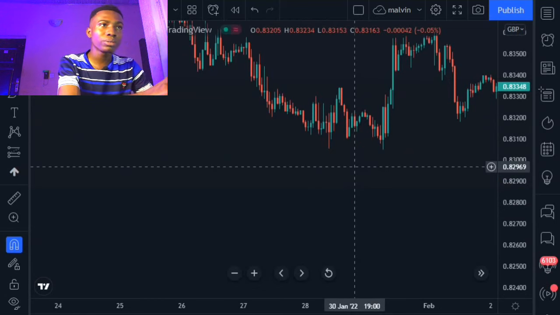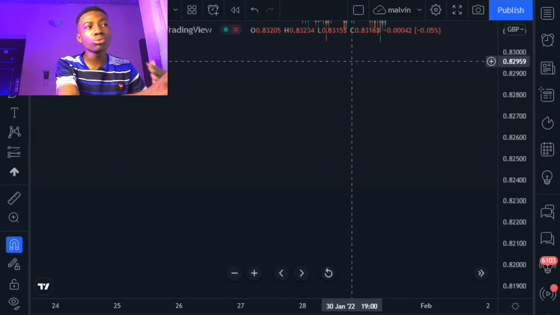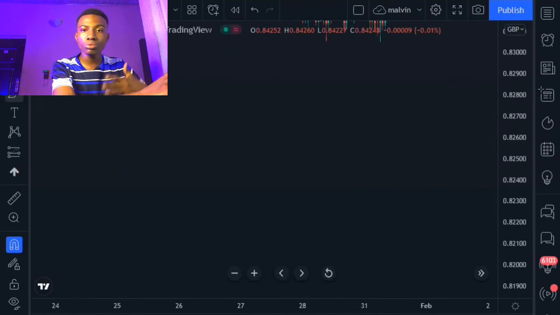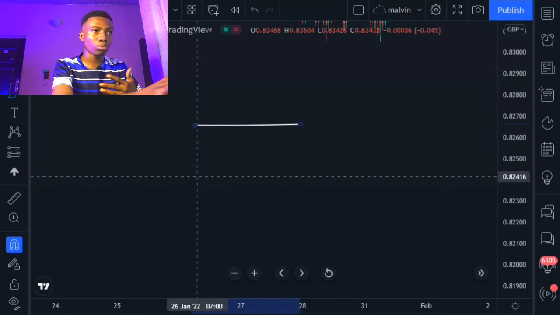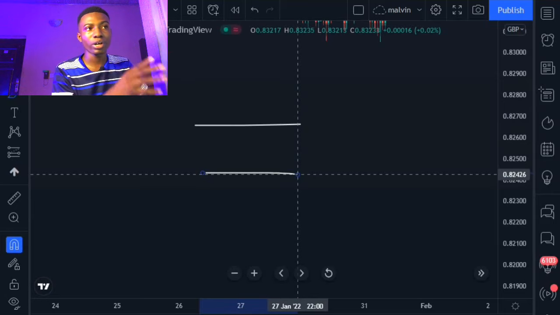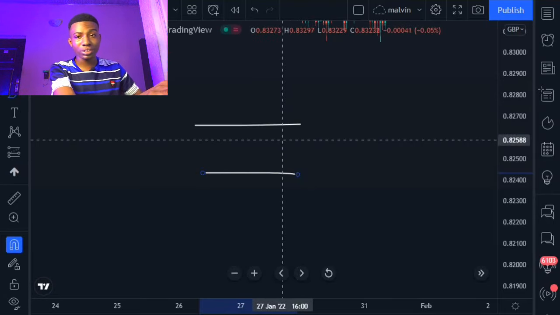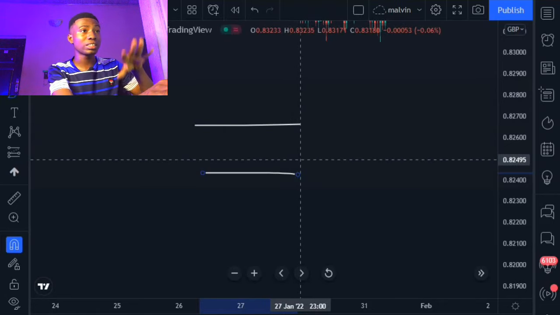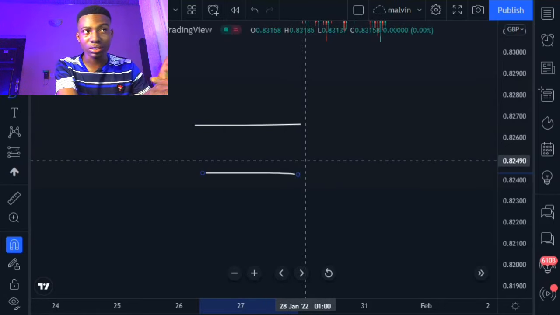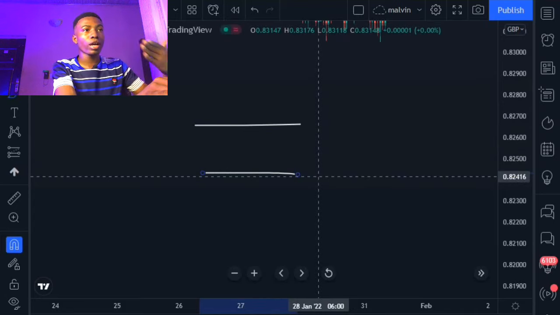So let me go down and explain the rules of price action. The two major rules of price action are resistance and support. This is the major rule of price action. If you don't know support and you don't know resistance, you can't trade price action, because price action is heavily dependent on this. But in this case, you have to find those support and resistance levels yourself.